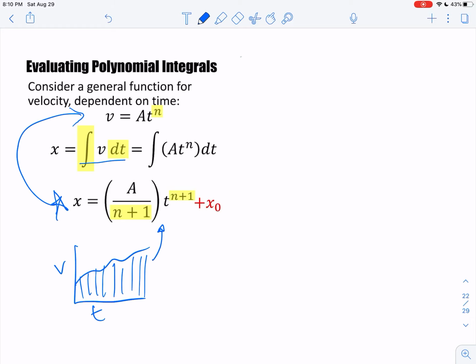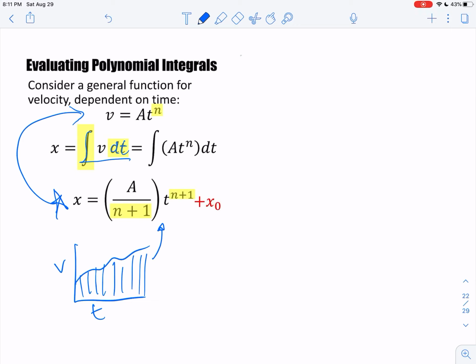So in order to take the integral, you write the integral v dt, and then I'll plug in my velocity function here. You basically are trying to think about if you went the other direction, it would be the derivative. So you know when you take the derivative, the exponent goes down by 1, so when you take the integral, it has to go up by 1.